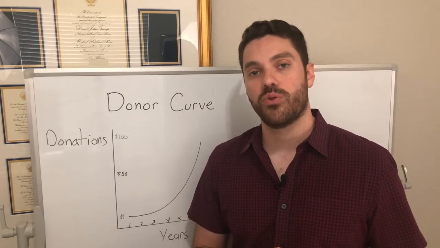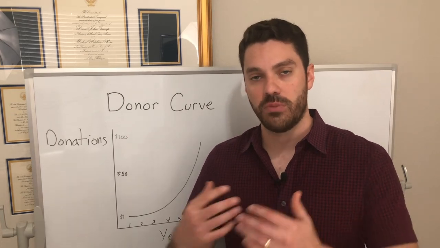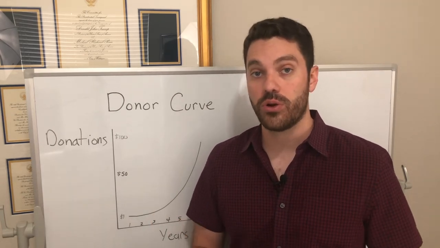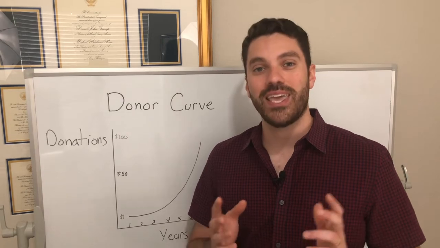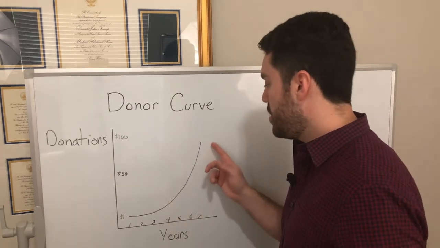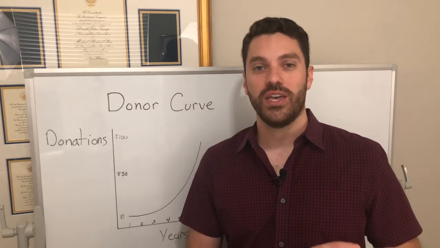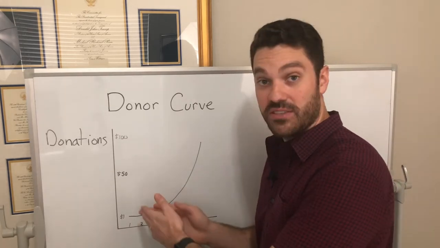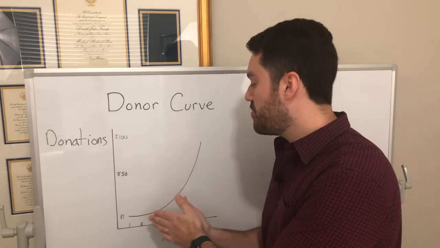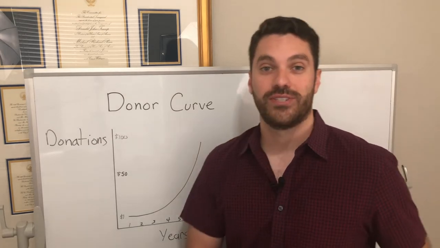And that's why it's so important for organizations to not only be acquiring new supporters always, but to be emailing them and following up with them. The donor curve can only work if you acquire them for a cost that is effective and efficient, but also if you follow up with them over time.